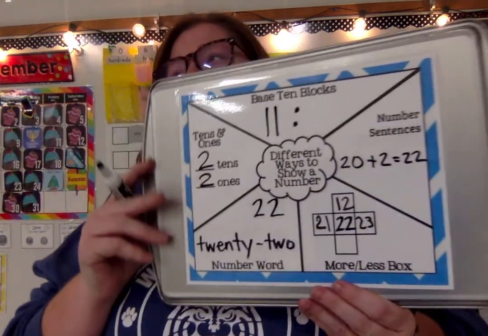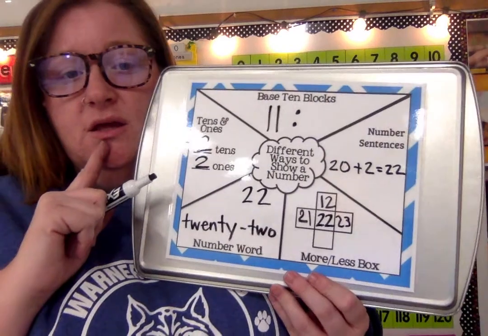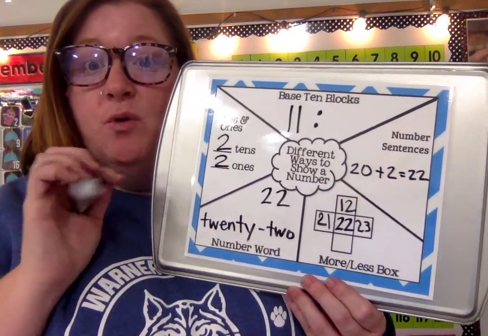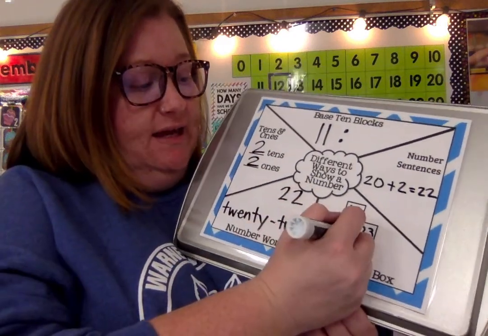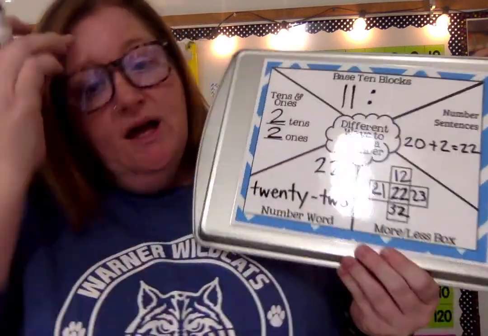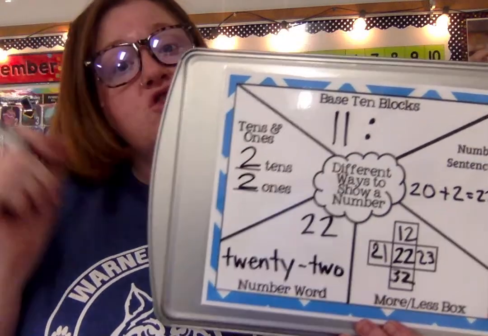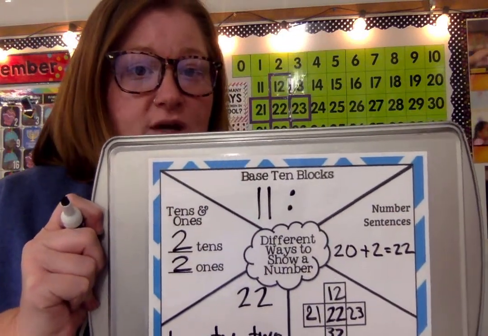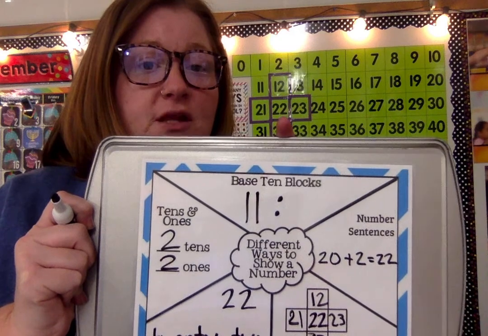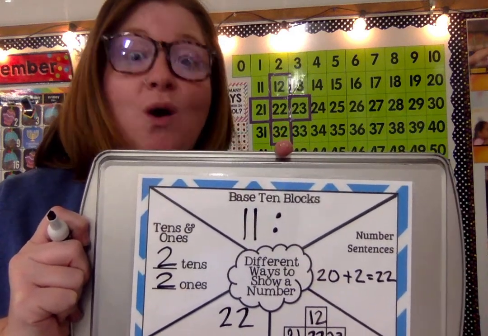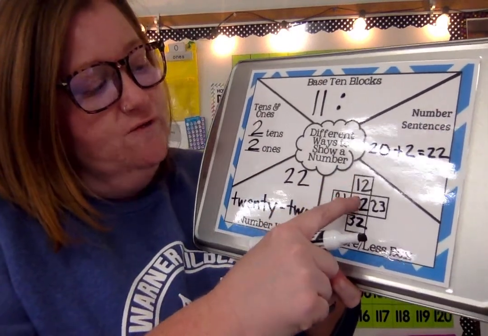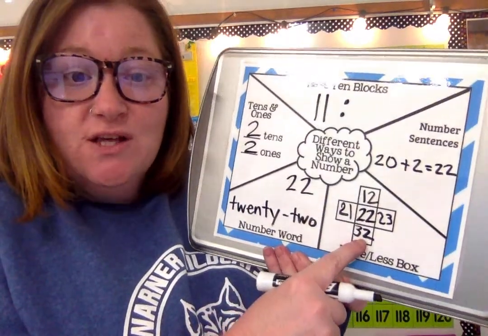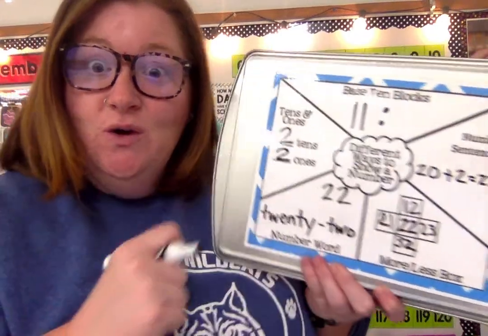Now let's think, what would 10 more be? If we have 2 10s and we put one more bundle of 10, we have 3 10s and still have our 2 1s. This says it should be 32. Let's take a look. 22. 10 more means I'm going to come below it. 1 down. 32. We can count forward by 10s. 12, 22, 32, or backwards. 32, 22, 12. Nice work.